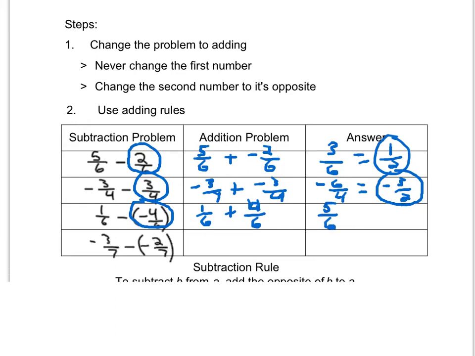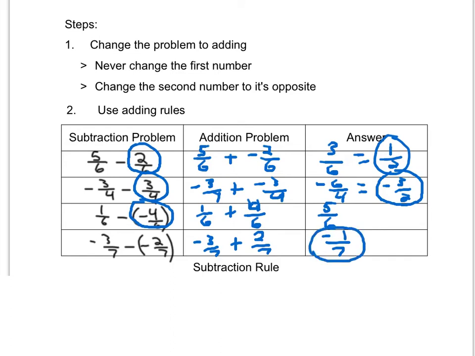Alright, and the last one. I've got negative 3/7 minus negative 2/7. First number stays the same. Change the minus to a plus. Change negative 2/7 to its opposite. We leave the bottom. Negative 3 plus 2 is negative 1. So I get negative 1/7.